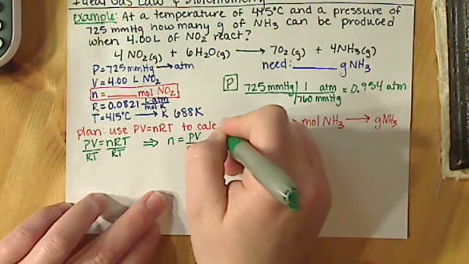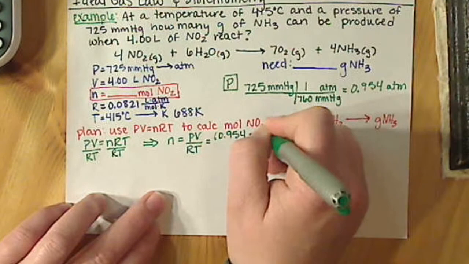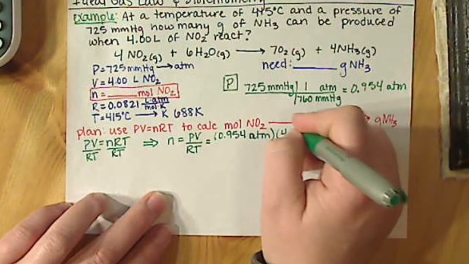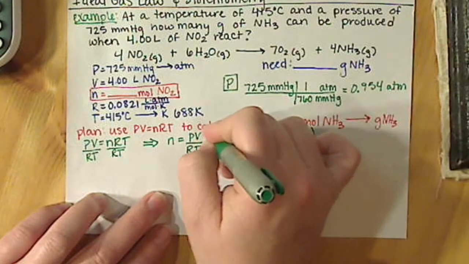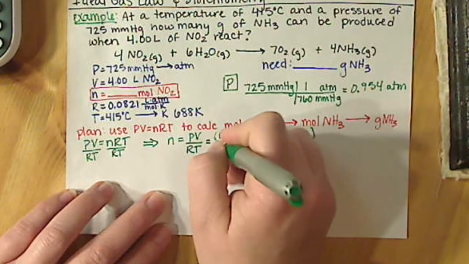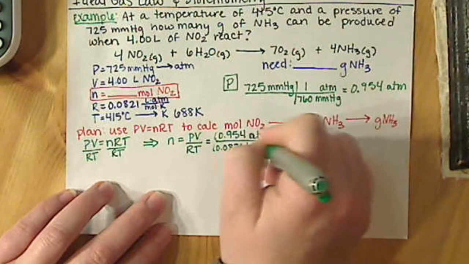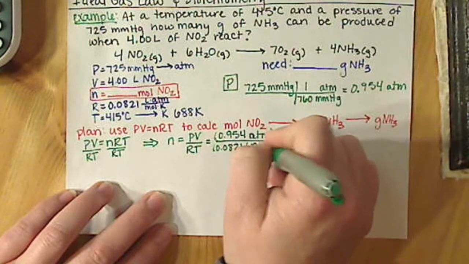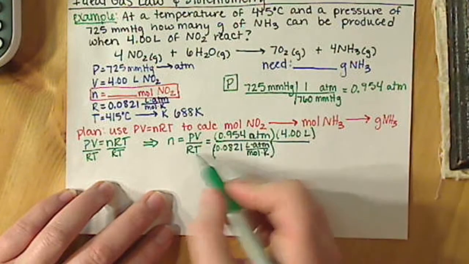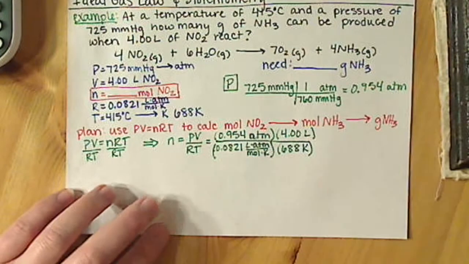My pressure is 0.954 atmospheres, times my volume, 4.00 liters, divided by my R value, 0.0821 liters times atmospheres, divided by moles times Kelvin. And my temperature is 688 Kelvin.